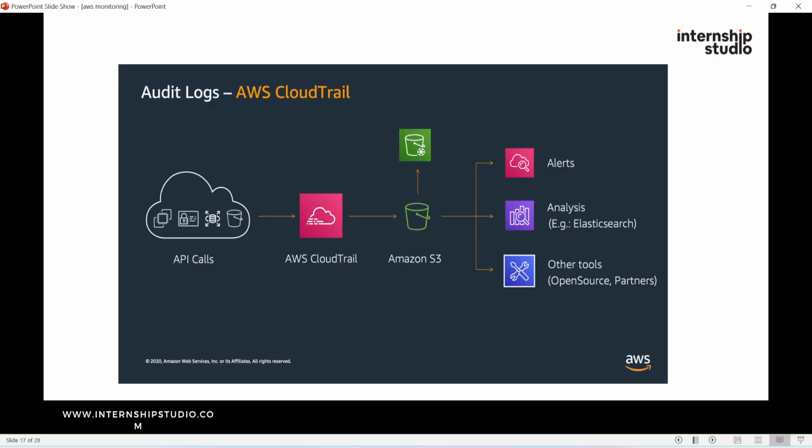So this is about how AWS CloudTrail works. We have the API call made to CloudTrail, then the S3 bucket. Then we have, accordingly, the alerts, analysis, and the other tools. So this is the high-level flow.